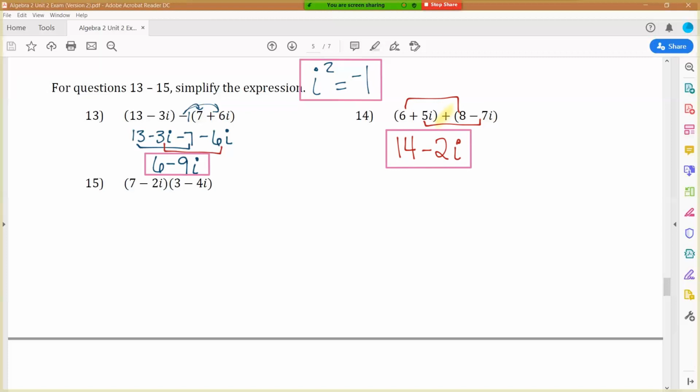When I look at question 15, now there's nothing written between my two sets of parentheses. When there's nothing written, it's got to be multiplication. So when you have two factors multiplied together, you're going to box them. So when I box them, one of them goes across the top, one of them goes across the side. So 7 minus 2i and 3 minus 4i. Make sure you bring those minus signs down.